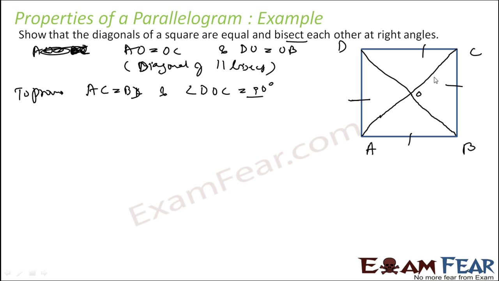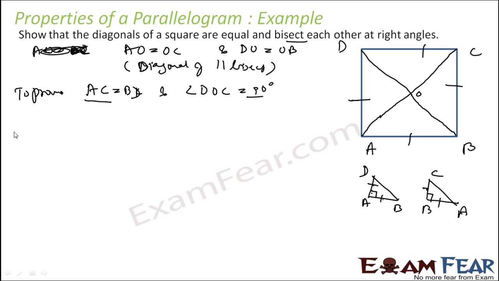So let's try to prove the first thing first. AC is equal to DB. We can easily prove it. We can take this triangle and this triangle, and we can prove that they are congruent. So this is DAB and this is BAC. If you see DAB, this angle is 90, this angle is 90, because they are angles of a square. These sides are all equal. So by SAS, they will be congruent, and BD is equal to AC.